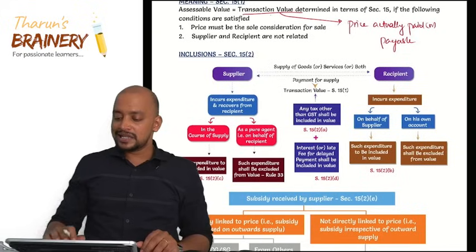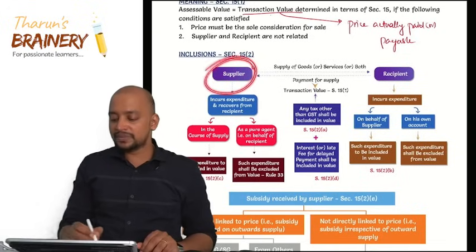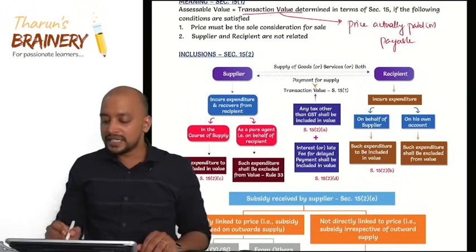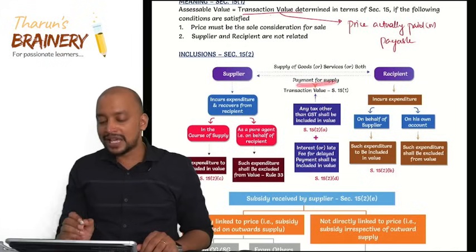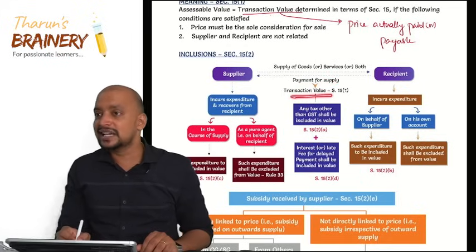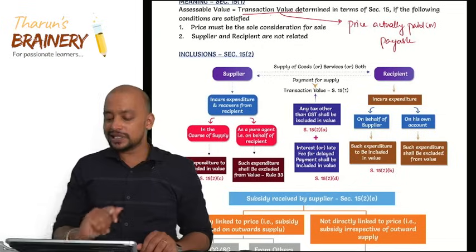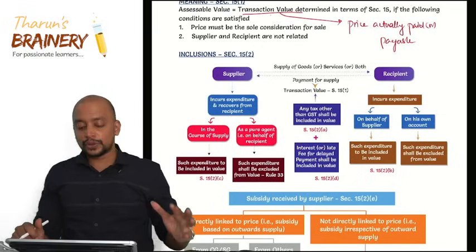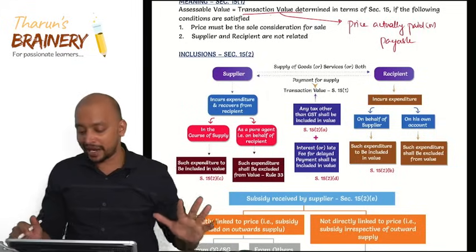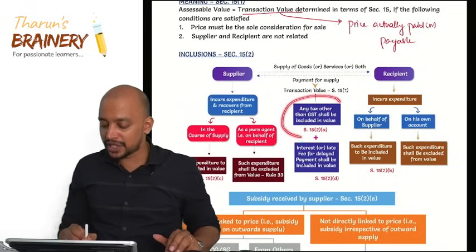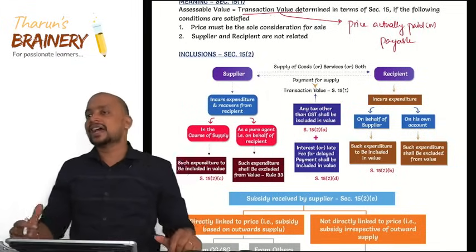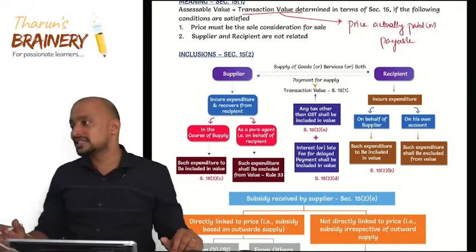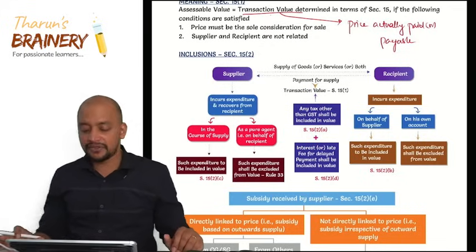Now, whenever there is a supplier who is making supply of goods or services or both to the recipient, the recipient will pay some amount. So, that payment only will be taken as the transaction value. To this transaction value, we need to make certain inclusions. So, in total 5 inclusions we need to make. As per section 15 subsection 2 clause (a), any tax, duties or cess by whatever name called, other than GST, should be included in the value.